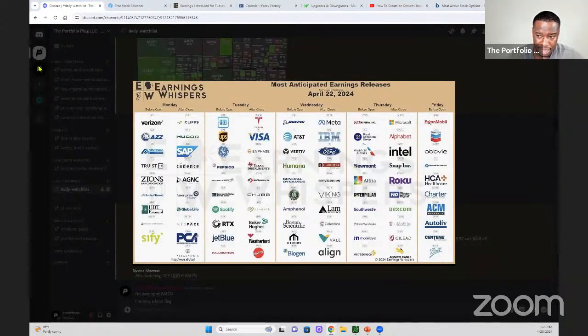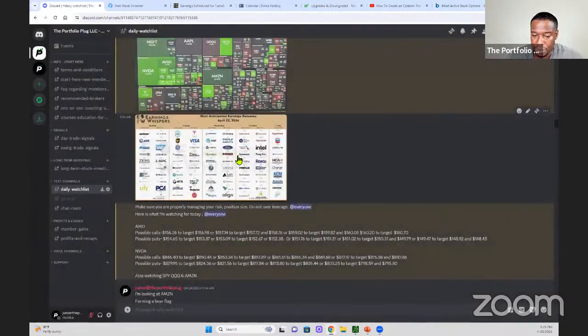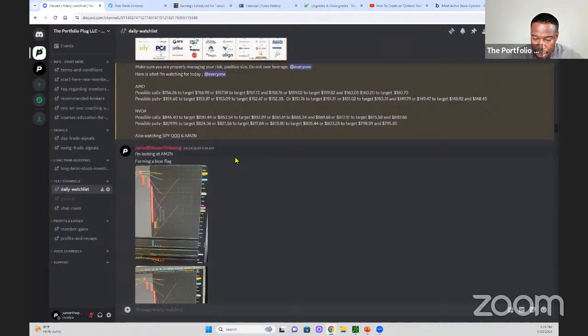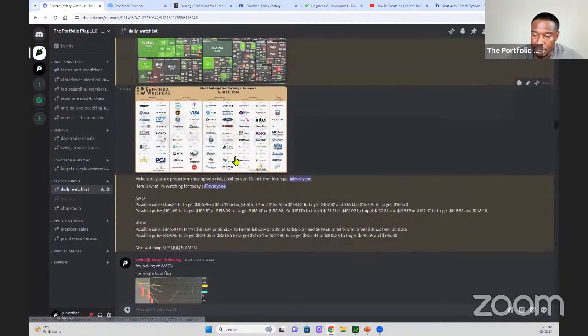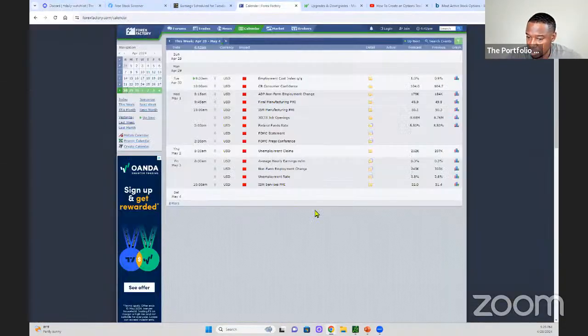Another thing I look at is the economic calendar. I monitor the economic calendar religiously because it affects everything. Depending on what's happening that week, you may not get any trading volume. So when you're doing your watch list, you want to stay in tune with what's going on for the week.